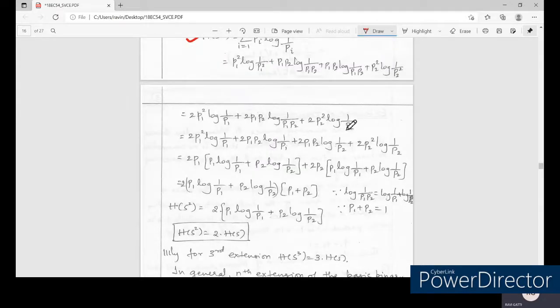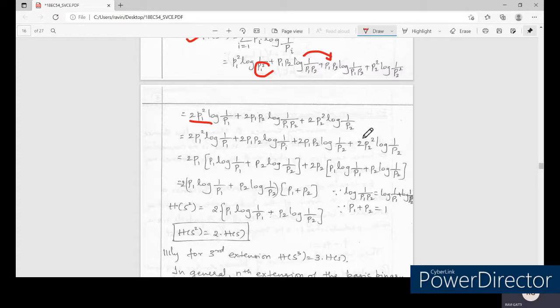Since these two symbols are the same, I can add those two terms, therefore 2 P1 P2. Since P1 square is there, I can take the power out of the logarithm by using the laws of logarithms. Therefore 2 into P1 square log 1 by P1 plus 2 P1 P2 log 1 by P1 P2 plus 2 P2 square log 1 by P2.